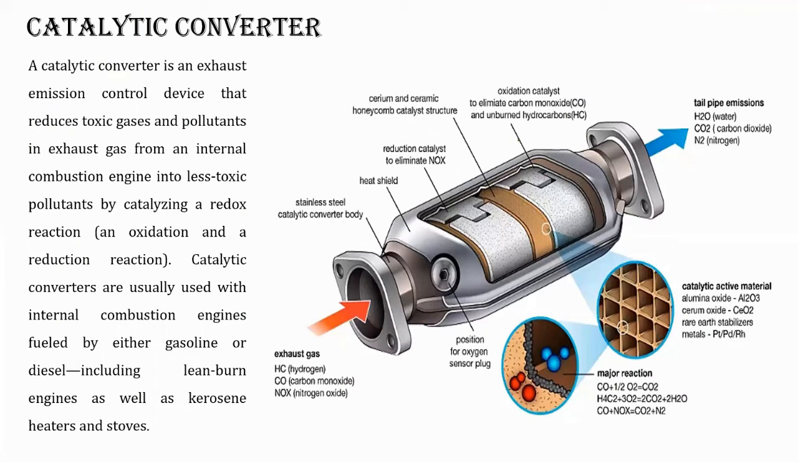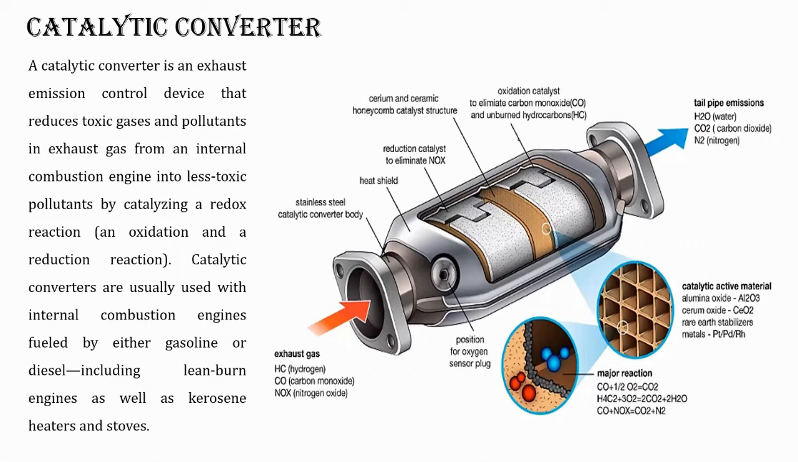Next we are having the catalytic converter. Now this is very important because it is present in the devices that we use in our daily life. Yes, this is present in my car, in my bike, and in your car and bike also. A catalytic converter is an exhaust emission control device that converts toxic gases and pollutants in exhaust gas from an internal combustion engine into less toxic pollutants by catalyzing a redox reaction.